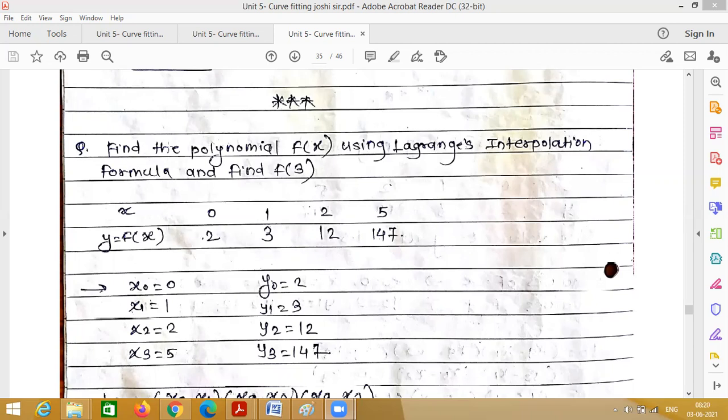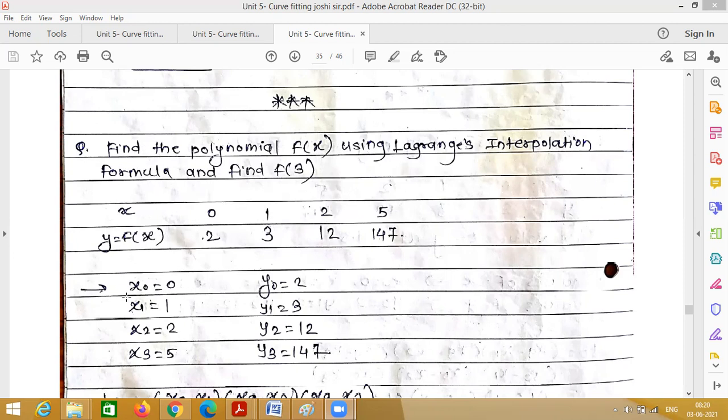So guys, here a problem is given. We need to find the value of a function using this Lagrangian interpolation formula, and we have a set of data points given, x readings and y readings. Here a total of 4 readings are given, and for the corresponding x readings we have the value of the function in terms of y. We need to find the value of the function when x is equal to 3 by using this Lagrange interpolation.